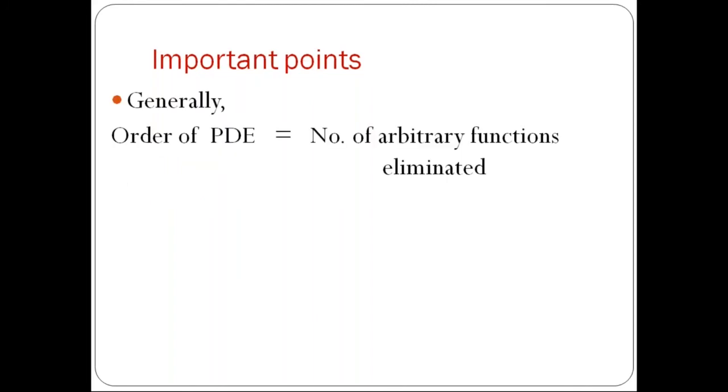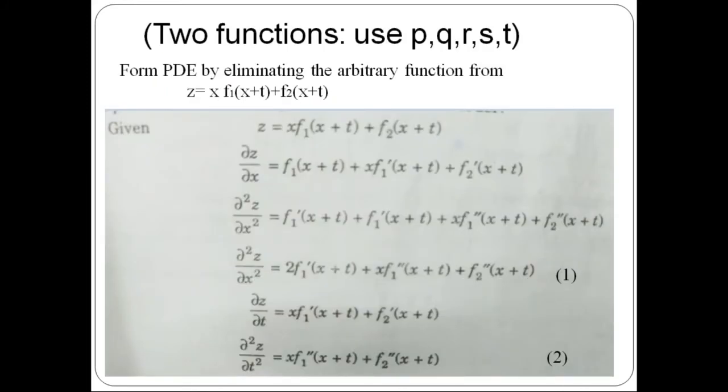Yes, important point. Generally, the order of the PDE is equal to the number of arbitrary functions eliminated. As I have eliminated only one function in the first and second examples, the order is 1. Now I have taken a third example, with two functions here, f1 and f2. The question is z is equal to x times f1 of x plus t plus f2 of x plus 2x plus t. Now what is the solution here?